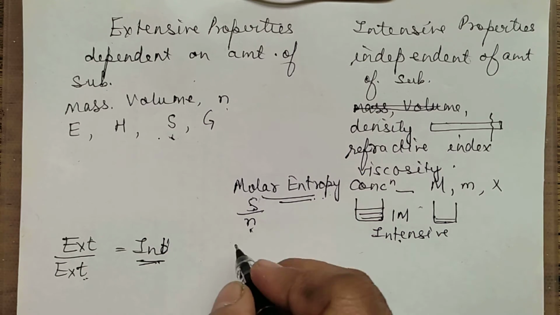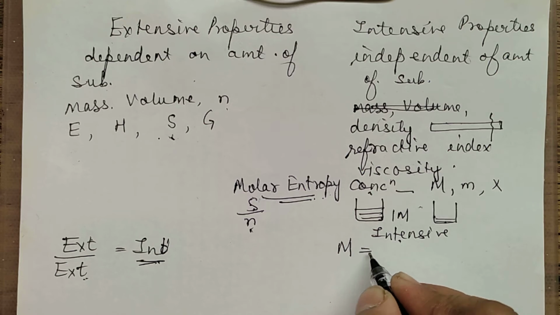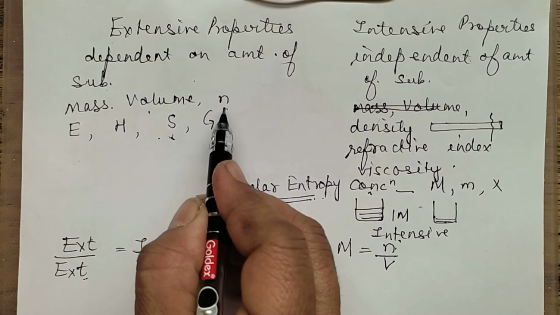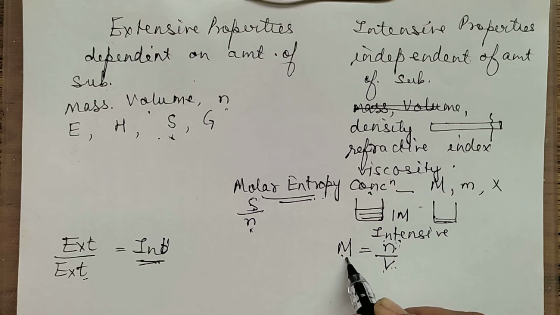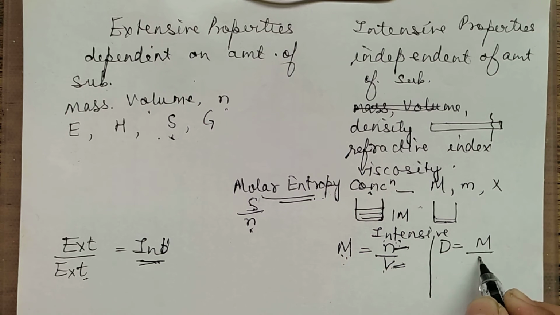Another example you can take, you can have concentration. Say molarity we are writing. Molarity is number of moles by volume. Number of moles and volume, both are extensive, but their ratio, number of moles by volume, that is molarity, becomes intensive. Likewise, you can take one more example, density. Density is mass by volume. Mass is extensive, volume is extensive, but the density is intensive.